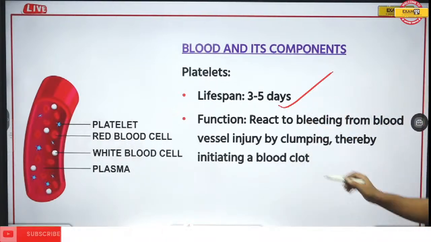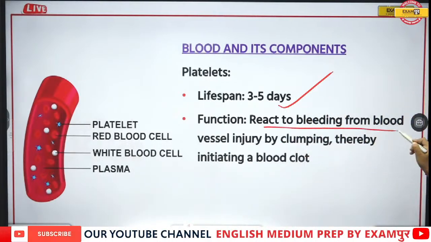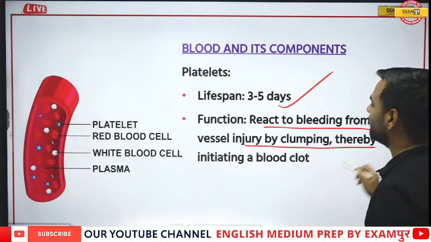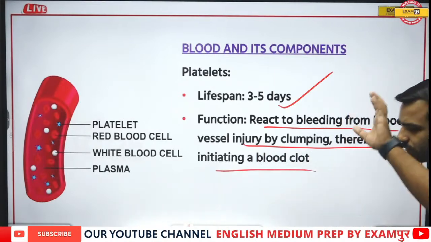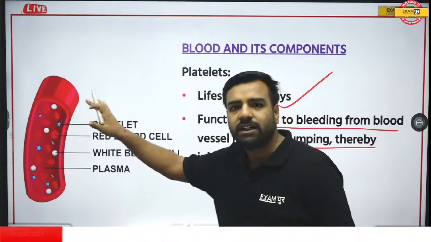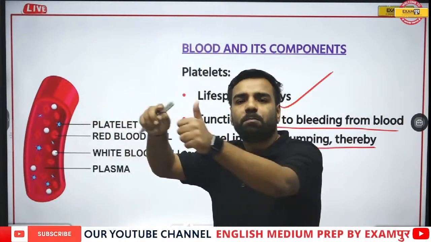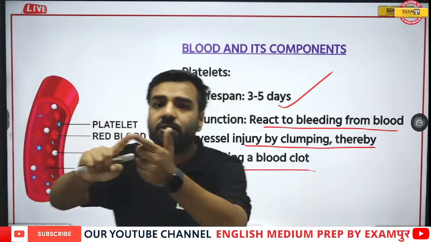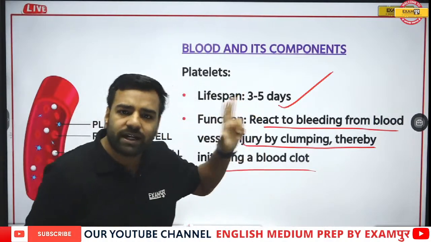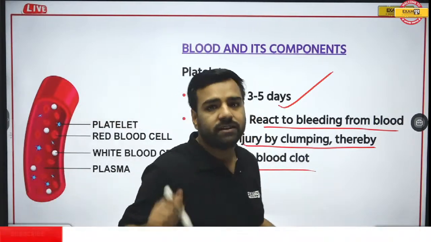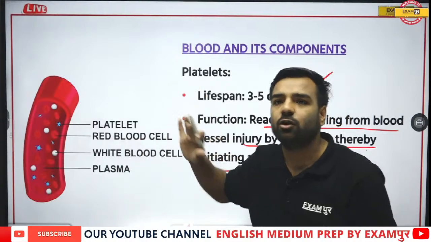Its function is that it reacts to bleeding from a blood vessel injury by clumping and thereby initiating a blood clot. So for the blood clot part, platelets play a significant role. So platelets, fibrinogen, vitamin K, whatever you get in the option, that would be correct. Just take it that they are helping in blood clotting.